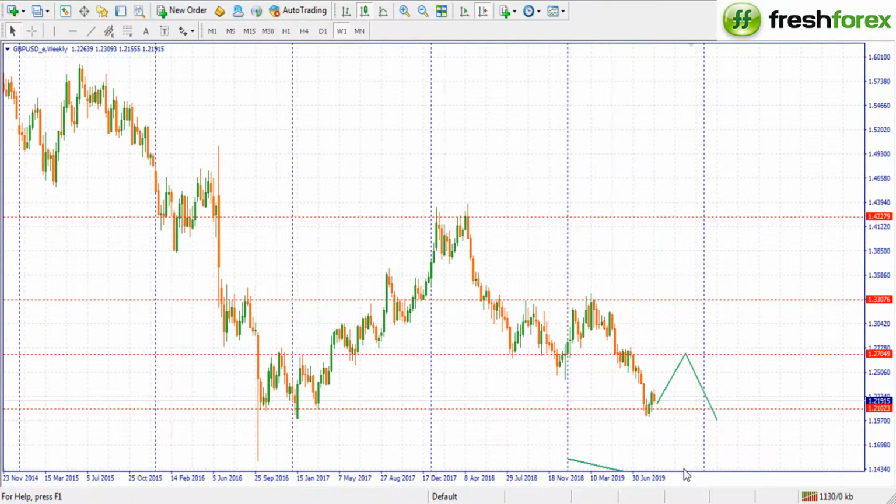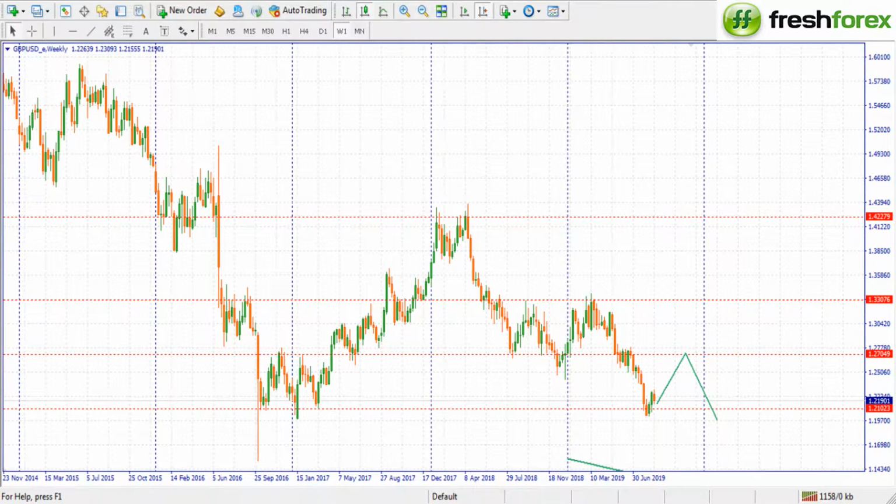Overall, the trend here is bearish. Therefore, if you want to trade anything, you may look for a sell. You may still look for a sell, but only up to the lower line, and that line is 1.21023.